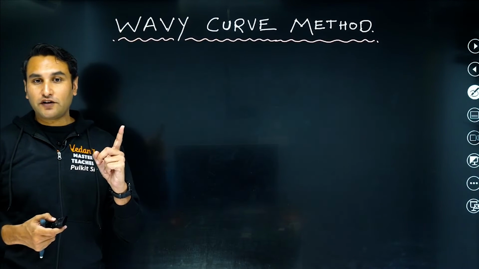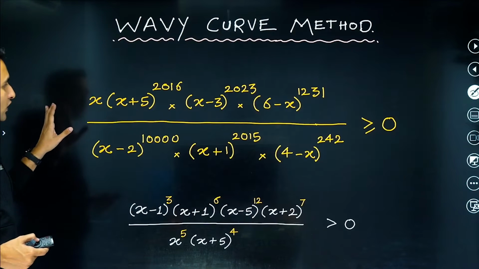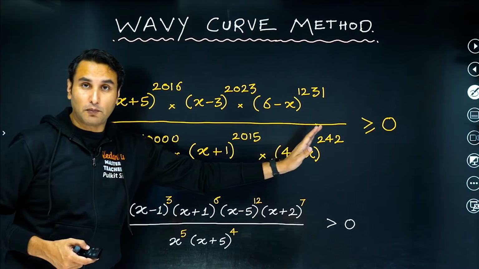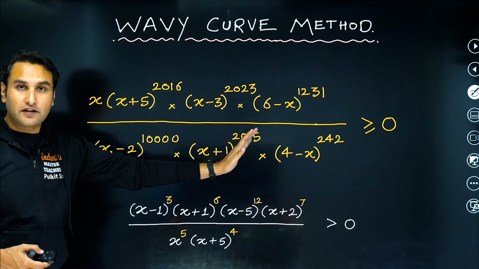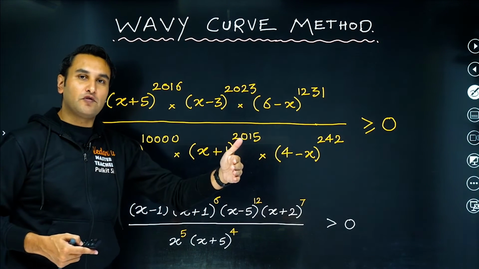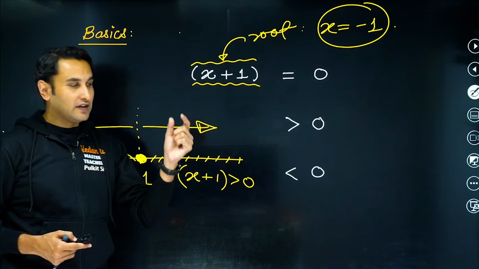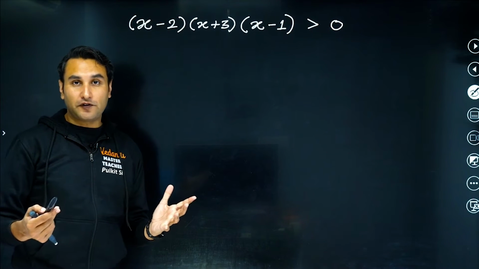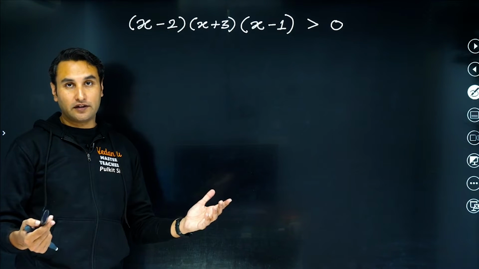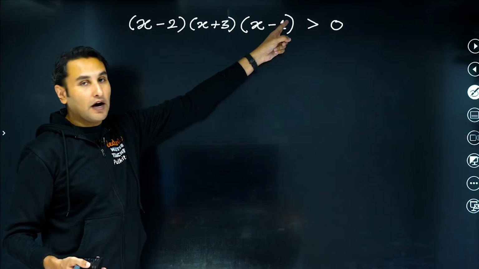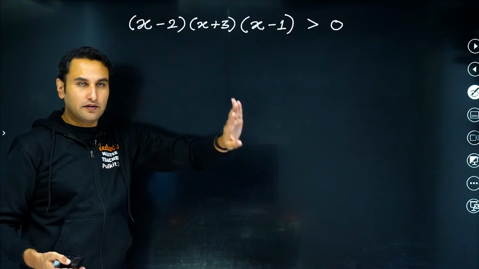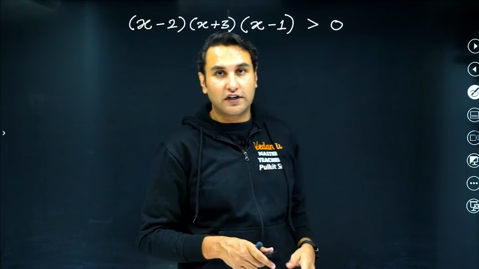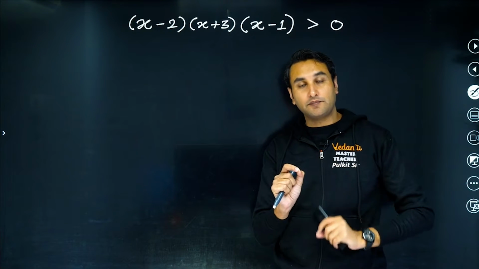Remember, what is it that we have to learn today? Today we have to learn to solve this kind of problem. How many factors are there, right? Slowly, step by step, we will reach there. Step 1, started with a single factor. Now I am taking multiple factors which are multiplied together. All the powers of each factor are 1, so don't worry. So this is the question. How do we solve it using the wavy curve method is what I am going to teach you.